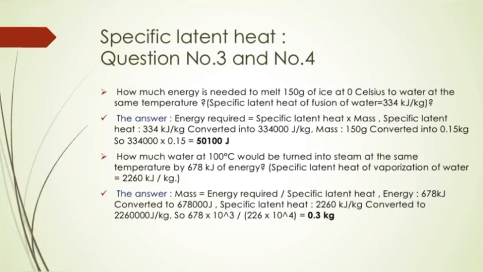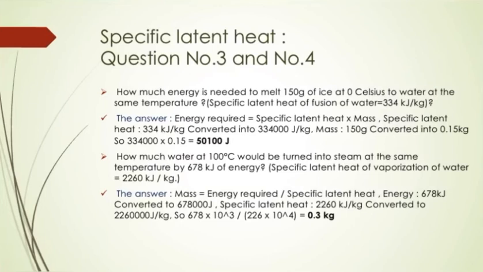Based on the information given, the specific latent heat of fusion for ice being converted into water is 334 kilojoules per kilogram. We have to convert it into SI units, therefore 334 multiplied by 10 to the power of 3, or in other words 334,000 joules per kilogram. The mass, 150 grams, is converted into SI units, so 0.15 kilograms. After putting these numbers into the formula, 334 times 10 to the power of 3 times 0.15 is equivalent to 50,100 joules. It's really simple.